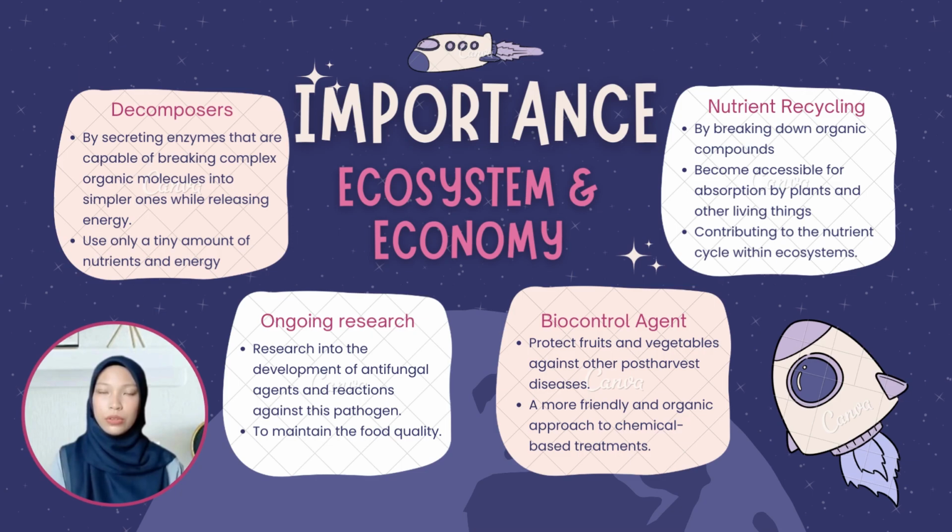Next, Penicillium digitatum also recycles important nutrients into the environment by breaking down organic compounds. These nutrients such as carbon, nitrogen, phosphorus, and others become accessible for absorption by plants and other living things, contributing to the nutrient cycle within the ecosystem. In the economic sector, Penicillium digitatum is also beneficial, as it has been used as a biocontrol agent and for research. As a biocontrol agent, it has been used to protect fruits and vegetables against other post-harvest diseases, providing a more friendly and organic approach to traditional chemical-based treatments.